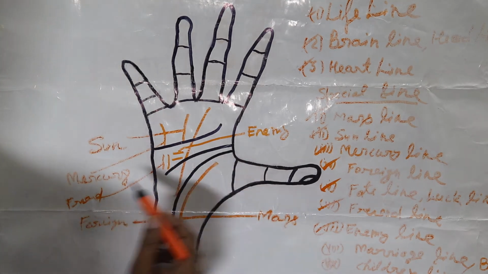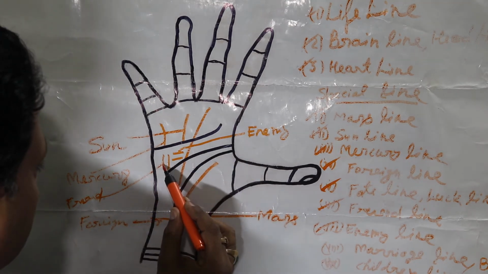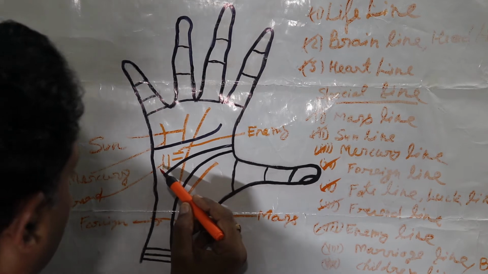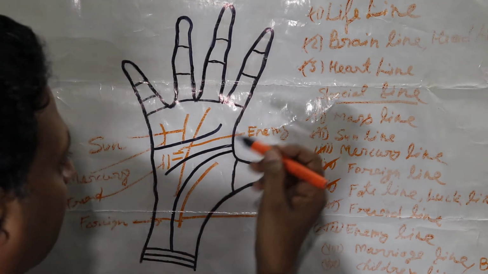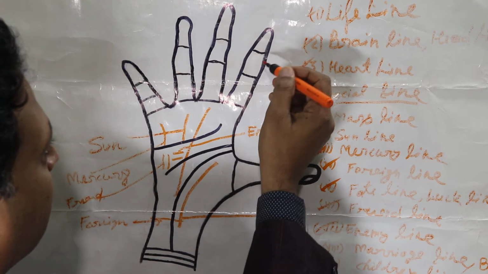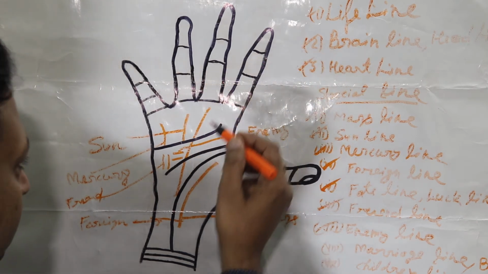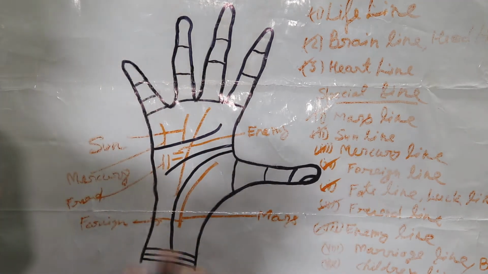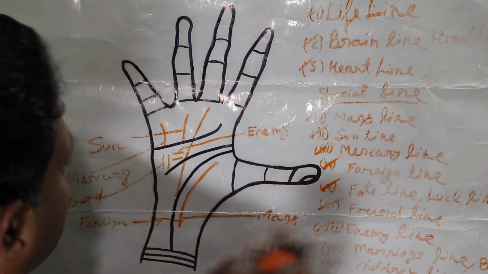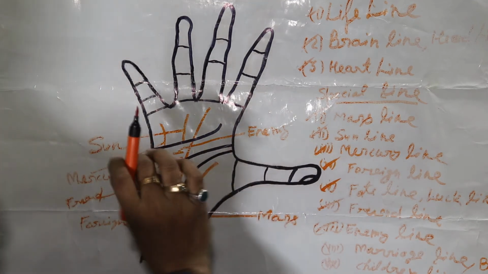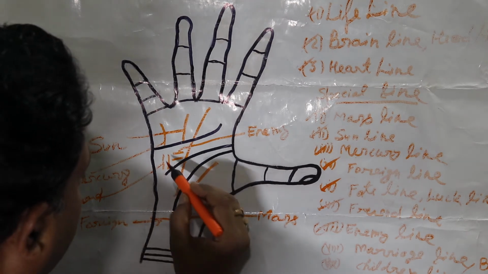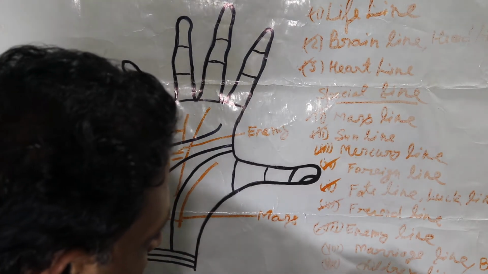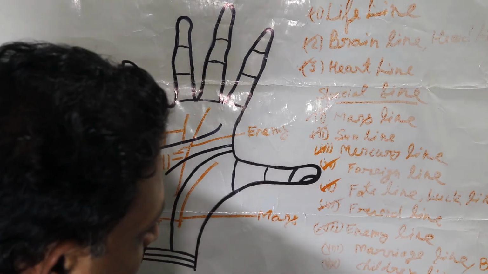So please remember, horizontal lines on Mars mount are enemy lines, and vertical lines on Mars mount are friend lines. Friend lines can be at any finger, or anywhere. Friend lines and enemy lines can be anywhere on the palm. So I am telling about only Mars mount at this time. I will describe more about enemy lines and friend lines in our next videos.